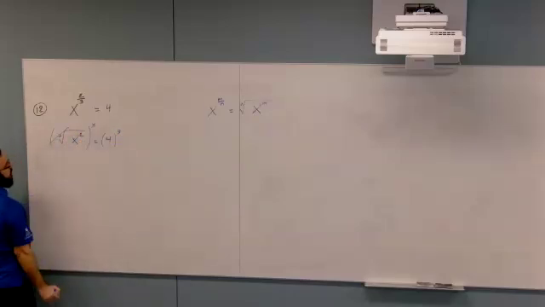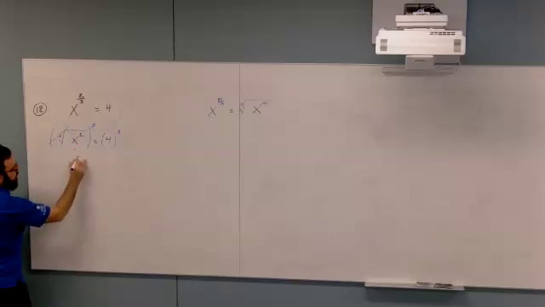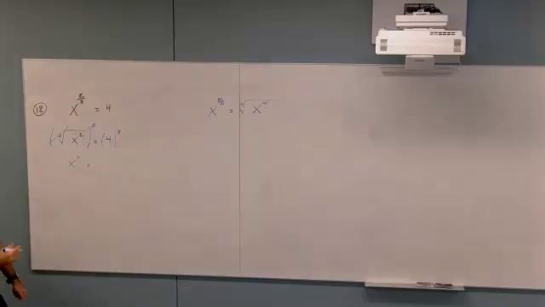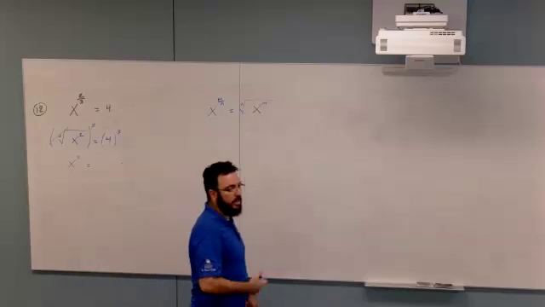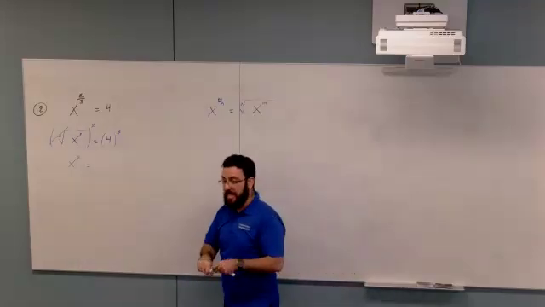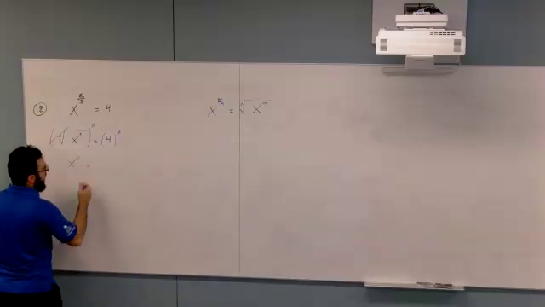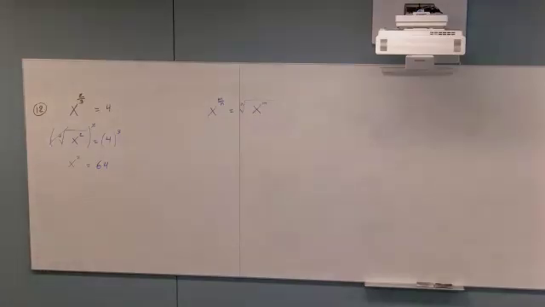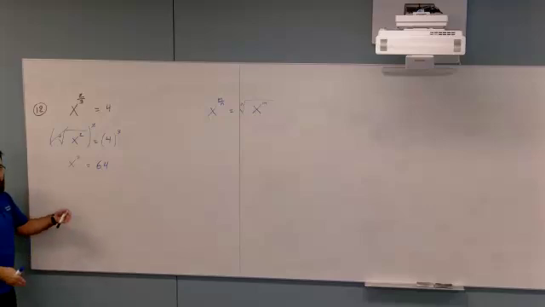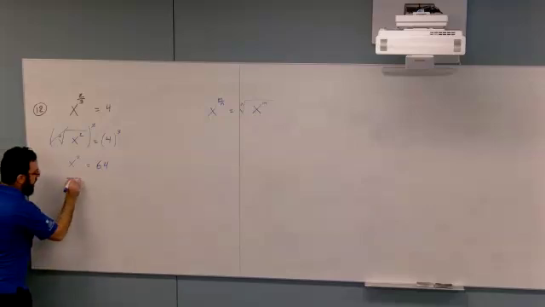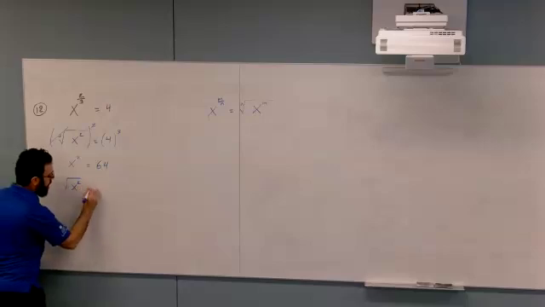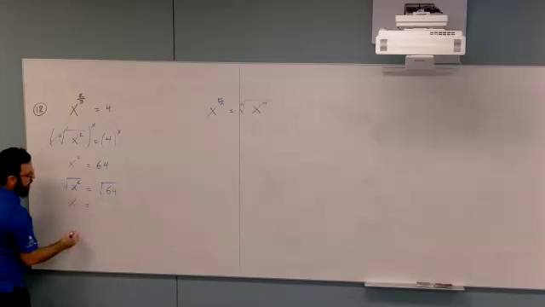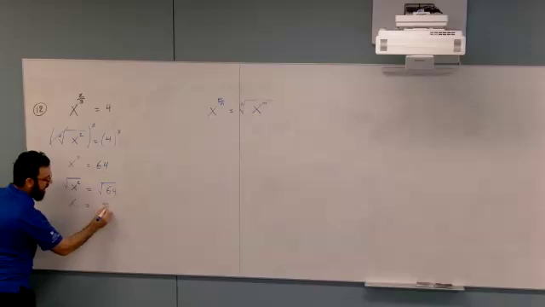Cancel this one with this one. What's left from here? x squared equals 4 cubed. How much is 4 cubed? 4 times 4 times 4, which is 64. Now, what's the next step? Square root both sides. x equals what? 8.